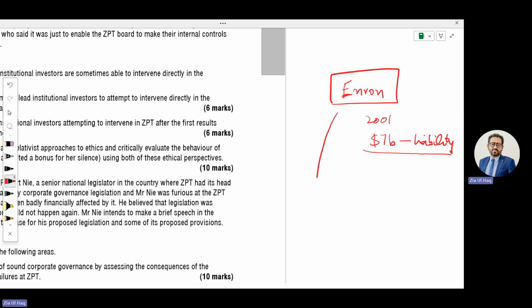The auditor of Enron was Arthur Anderson. At that time, there were the Big 5 firms in the world, and Arthur Anderson was one of them. They audited the financial statements of Enron. They knew the financial statements had an omission of a $7 billion liability, but they said in the audit report that the financial statements give a true and fair view. I mean, they were also involved in the fraud.